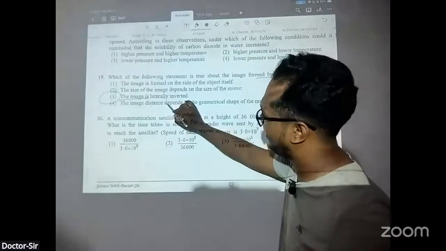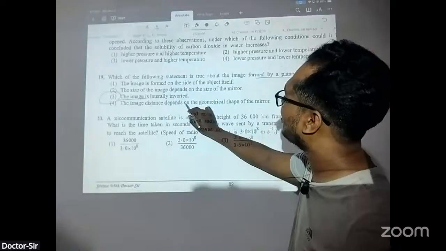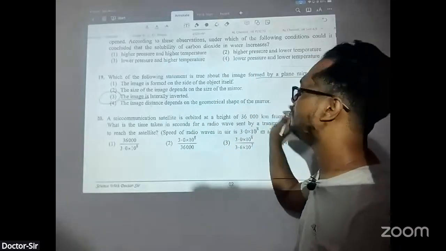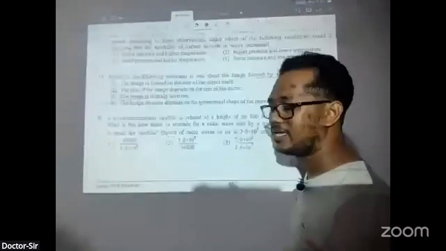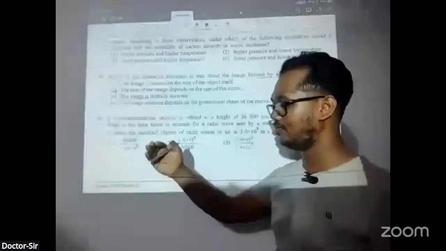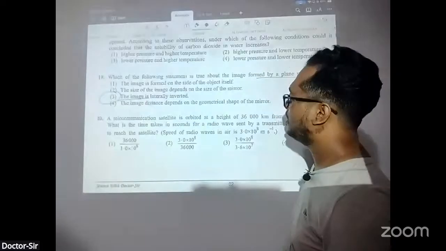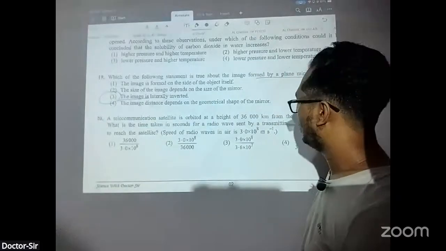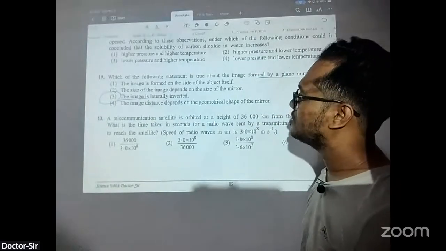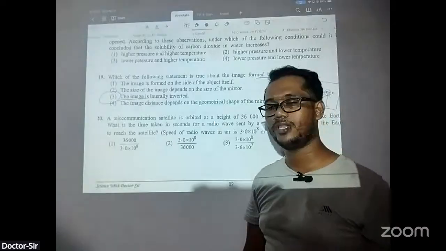Right. Okay. The image distance depends on the geometric shape of the mirror. No. Image distance is whatever the distance from object to mirror; that same distance will be the mirror image to mirror. Okay, so the correct answer is the third one. Okay, you got the answer.